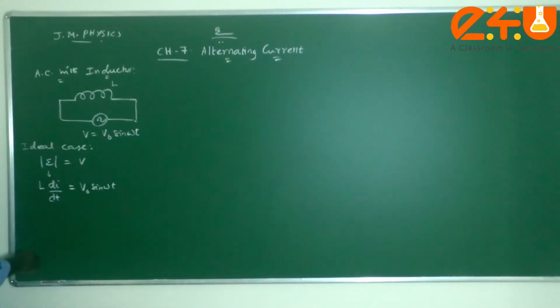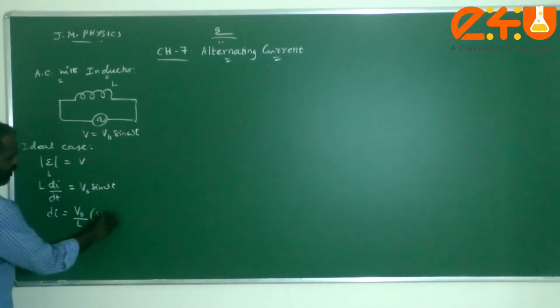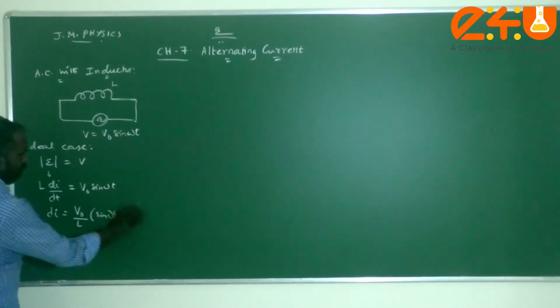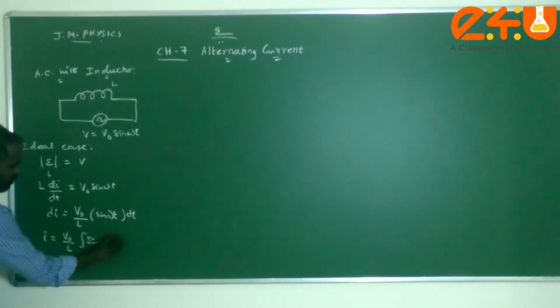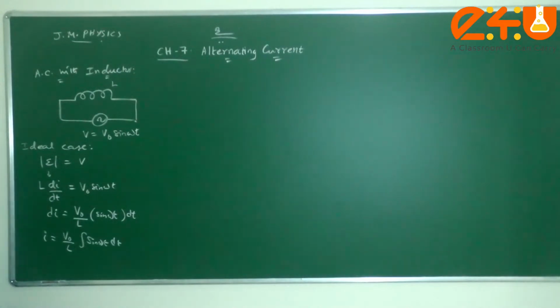Our aim is always to find the current equation only. Therefore, I can write di equal to V naught by L into sine omega t into dt. Now I am going to integrate this equation. The total current I is equal to V naught by L integral of sine omega t dt. We know that the integration of sine is minus cos omega t by omega.